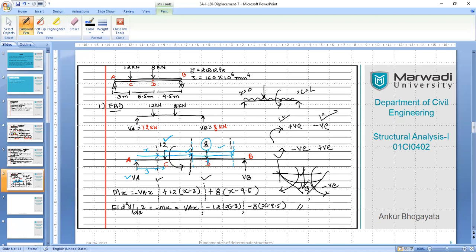Similarly, when you are standing here in the next segment D to B, the moment of the 8 kilonewton force will be considered with the distance expressed in terms of x and its exact location from the reference point A, right? Okay, so that is how you can obtain this distance over here, right?